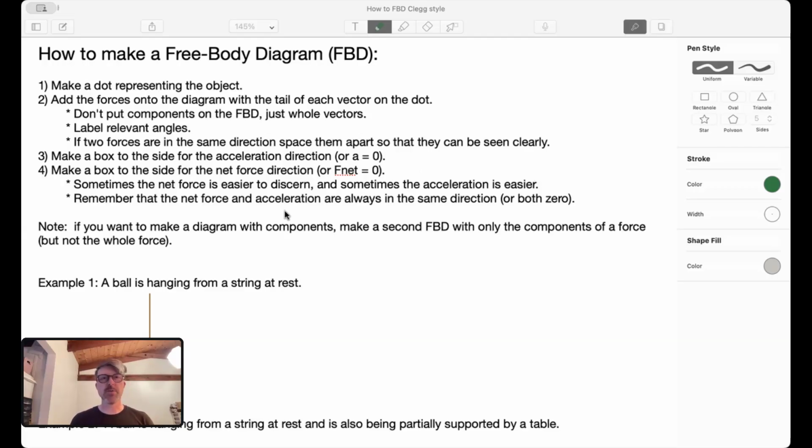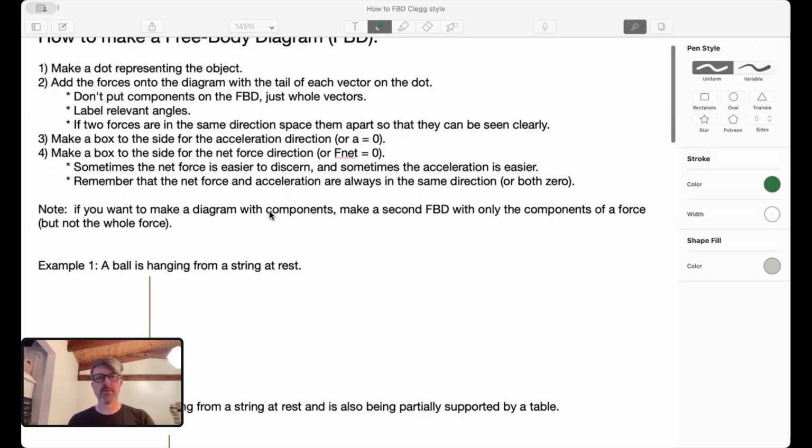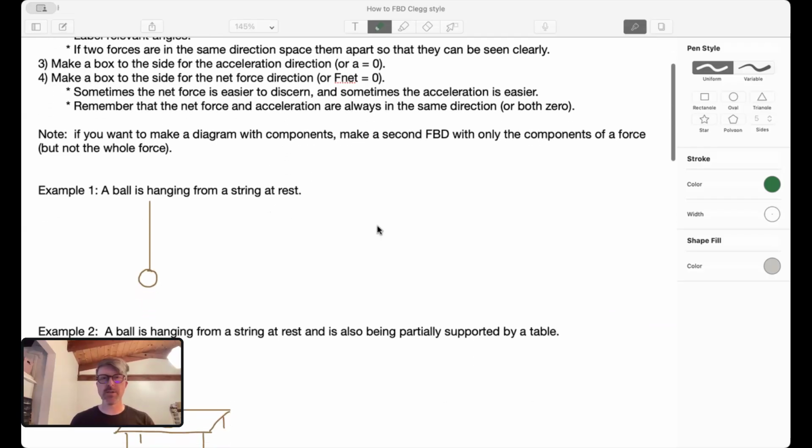So I'll give you an example of that. You're going to make a box to the side for the acceleration direction or 0. And same thing for the net force. And I'm going to show you how to do that. And just remember that net force and acceleration are always in the same direction, or they're both 0. Sometimes you can discern one or the other more easily from the situation. Okay, all right, we're just going to go ahead and jump right into it here.